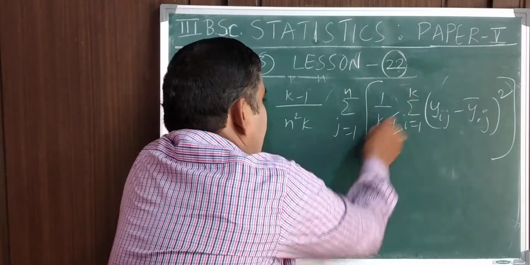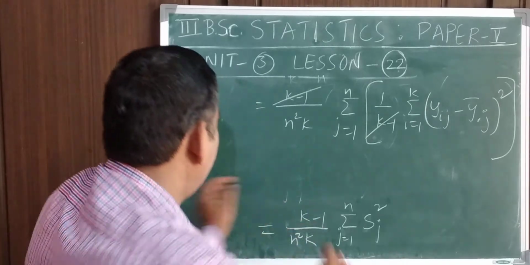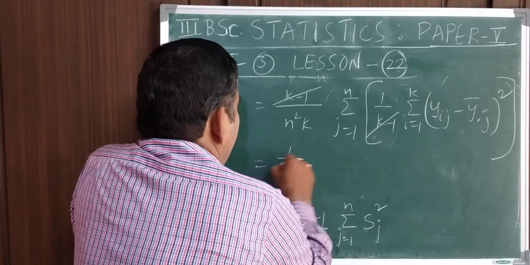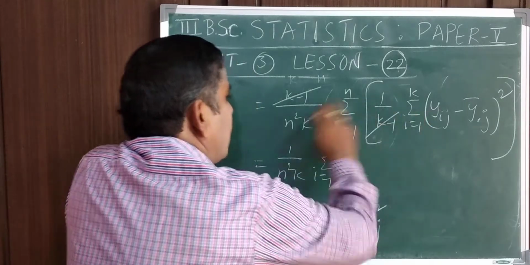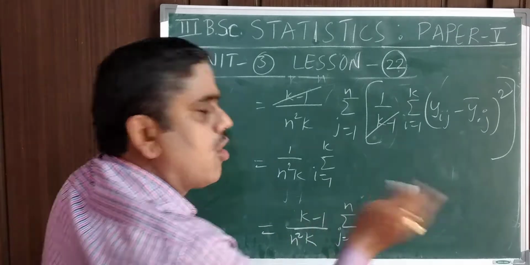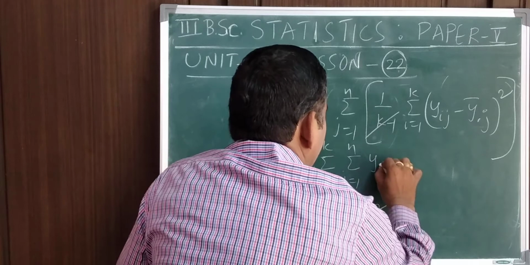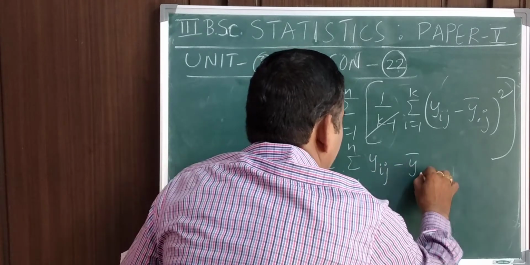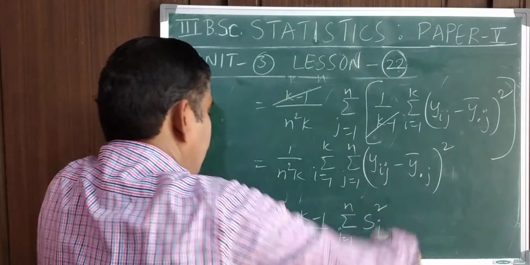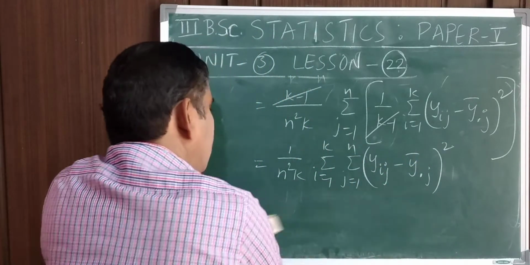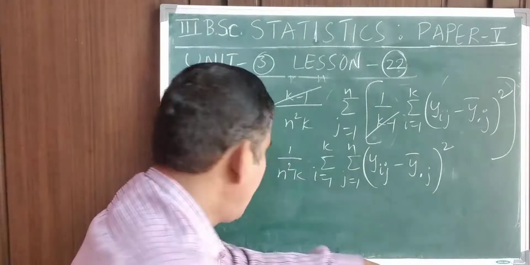Now we can cancel out k minus 1 because the constant does not depend on any summation. The remaining value is 1 by n square k, summation i is equal to 1 to k. I am writing this particular summation first in an order, that's all. Summation j is equal to 1 to n, yij minus y bar dot j, the whole square. What is this formula? Summation i is equal to 1 to k, summation j is equal to 1 to n, yij minus y bar dot j whole square. Let me recollect the formula.